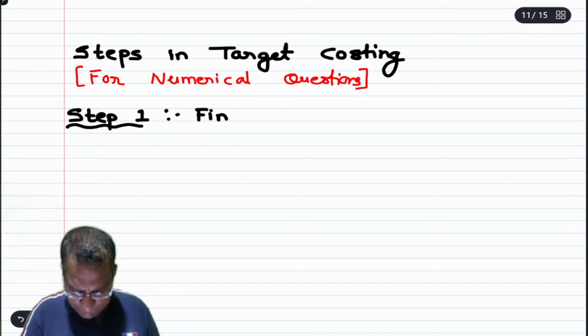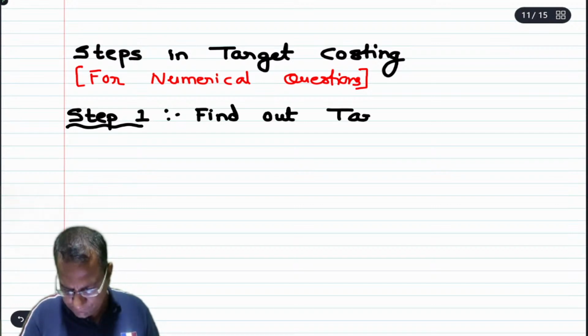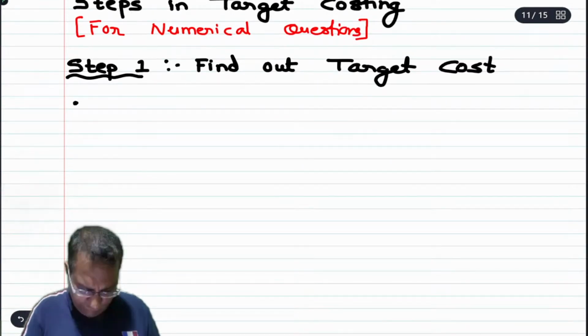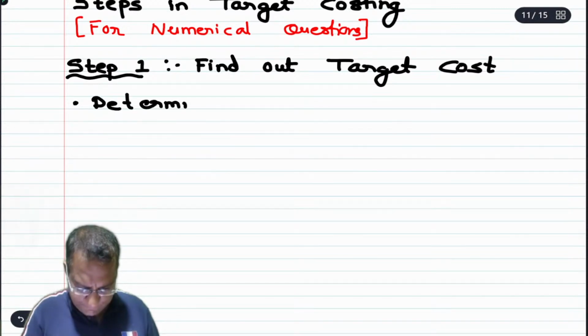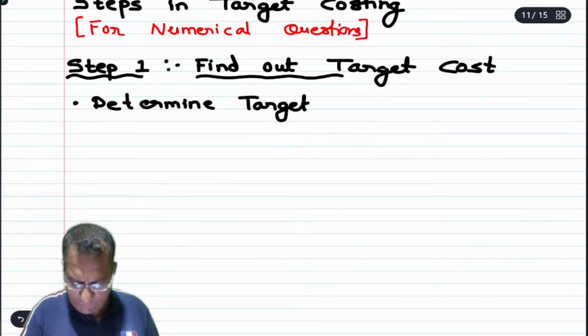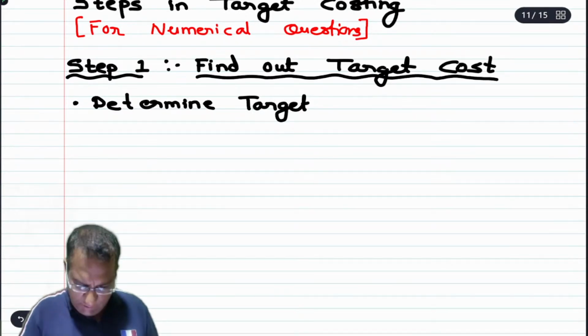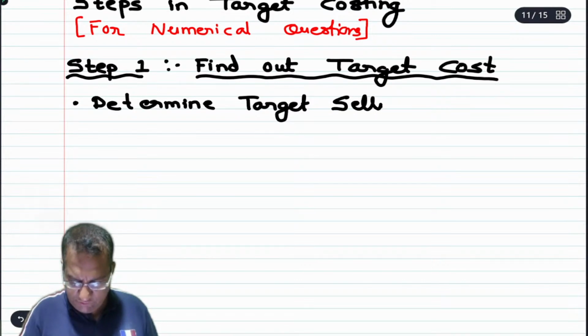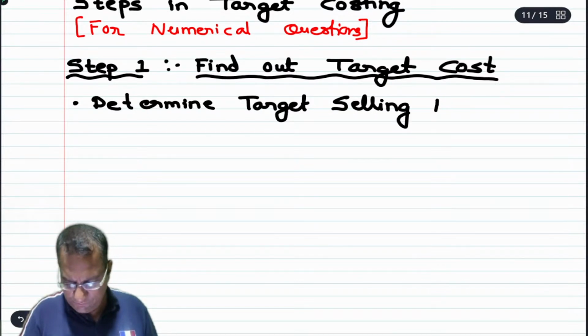Find out target cost. In this, the first point will be determine target selling price. This is the heading. Step 1, find out target cost. The first point in this is determine the selling price.